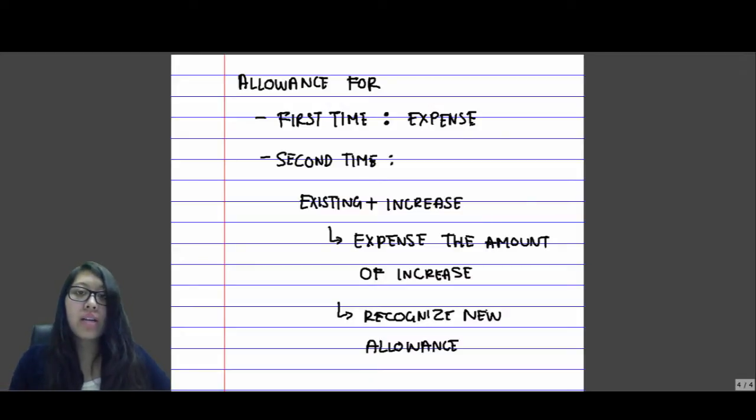So in my example, last year I had $20 of allowance. This year I'm setting up $40 of allowance. So the difference is 40 minus 20, which is equal to 20, and this $20 is going to be expensed in my SOPL. And then I'm going to recognize the new $40 as my allowance. So my trade receivables of this year is going to be deducted by $40, not by $20.